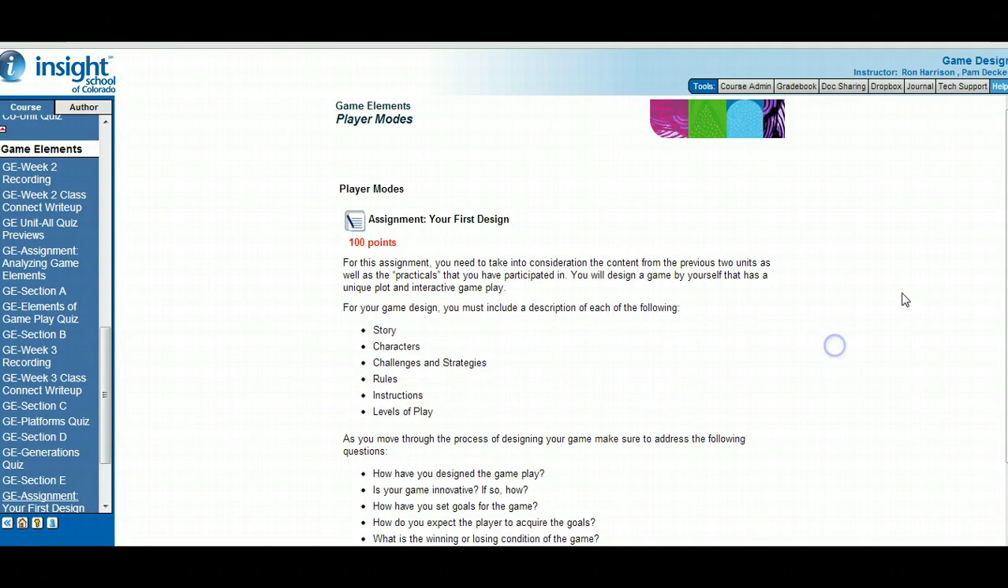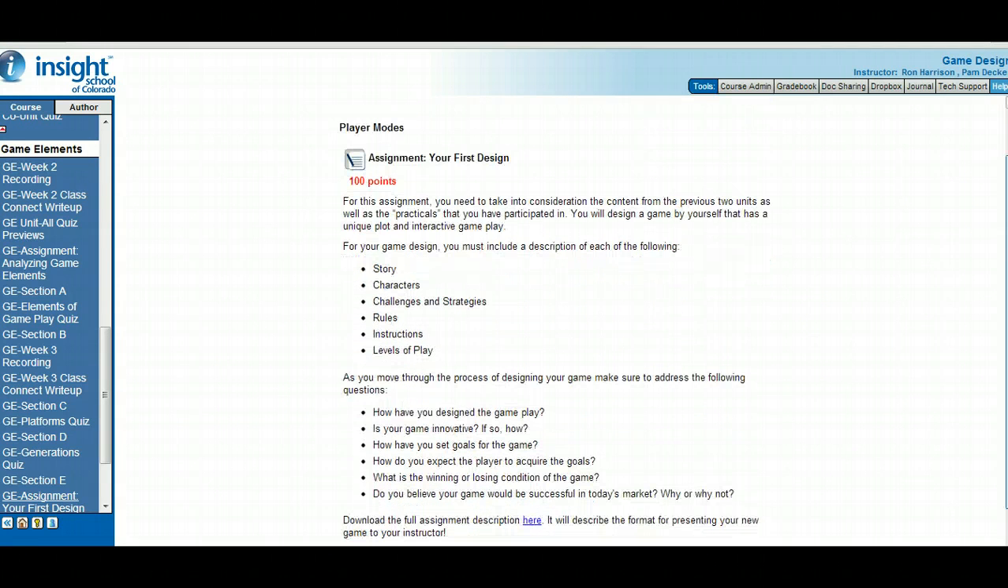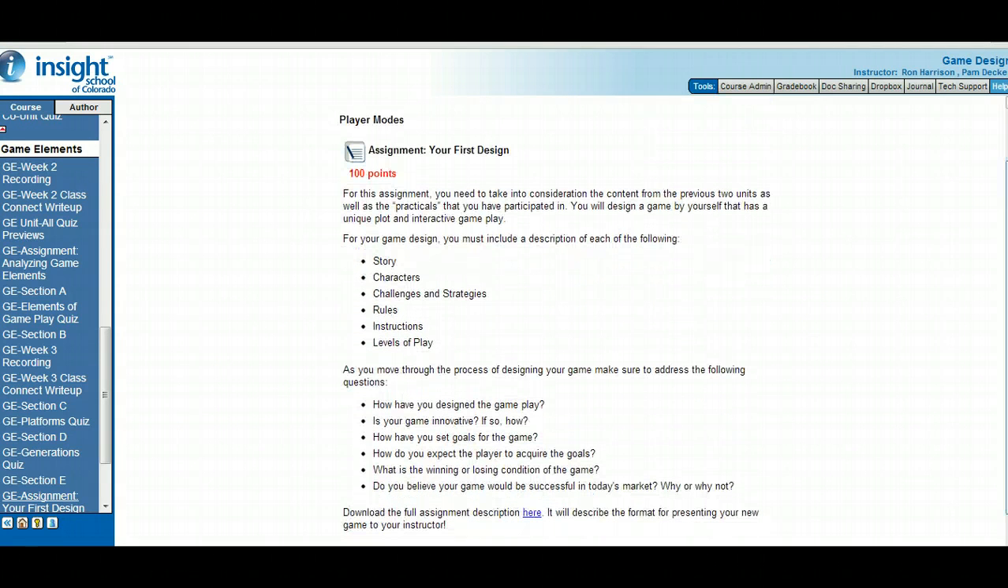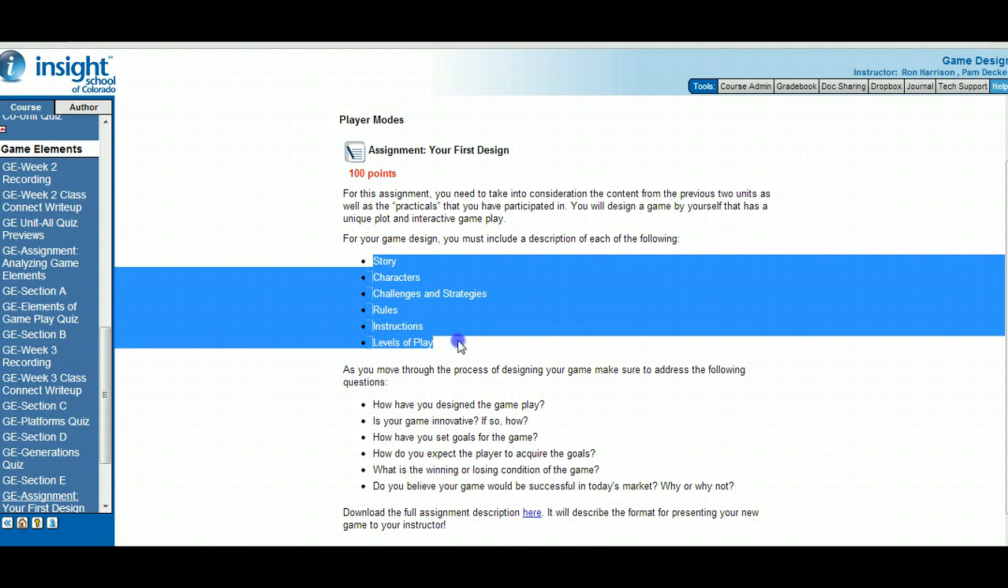But in this assignment, you have a game designed in your mind. And in this game, the game's going to have a story or a plot. The game's going to have some characters. The game's going to have challenges and strategies. The game will have rules, instructions, levels of play. So as you work on this, each of these six items will be a separate section. So if you're doing this in PowerPoint, each of these would be its own slide. Characters might end up being two slides. Who knows? Each of these will be an individual slide.